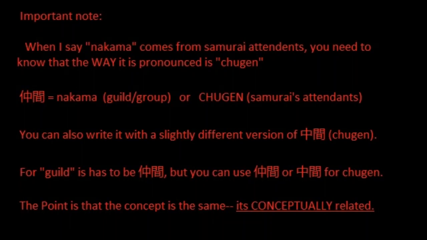But for chugin, it can either be the kanji used for nakama, or a slightly different way of writing it. The important point here is that it is conceptually related. The reason the kanji are so similar is because it is conceptually related. What I want you, the viewer, to understand is that chugin and nakama are conceptually the same thing. These are the non-military, non-samurai, non-warrior attendants for the samurai. The samurai is the military knight, and then he has the civilian attendants. Whether it is chugin or nakama, that is the concept that is linked.